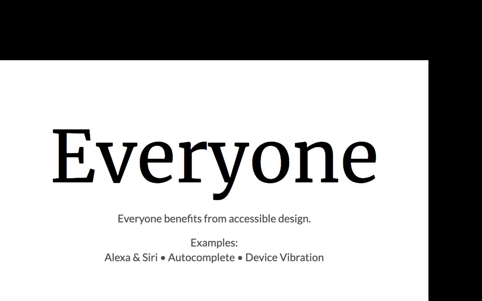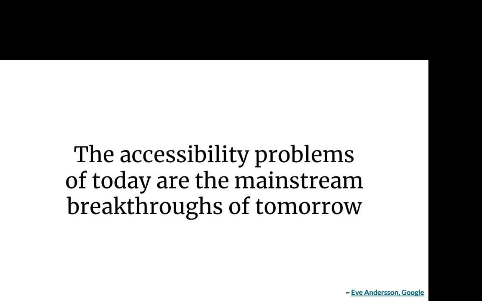But overall, accessibility benefits absolutely everyone. And a couple of examples, things that were created with accessibility in mind and turned out to be products that everybody is now using in the mainstream world right now would include things like Alexa, autocomplete, and device vibrations. These were all originally conceived of for purposes of accessibility and are now mainstream technologies that we all benefit from on a daily basis. A great quote from Eve Anderson at Google, "The accessibility problems of today are the mainstream breakthroughs of tomorrow."